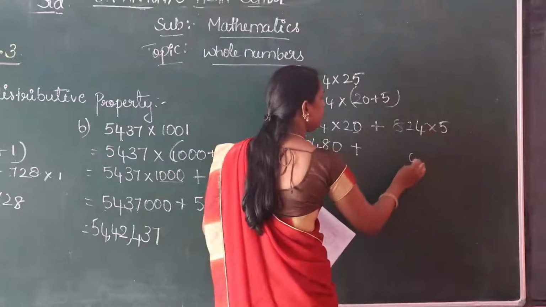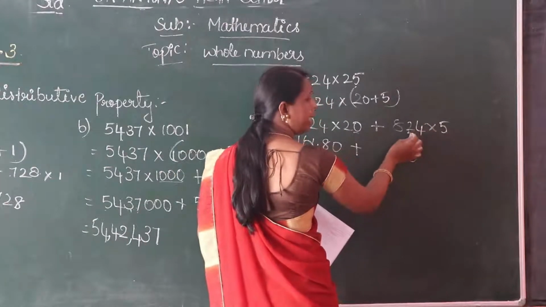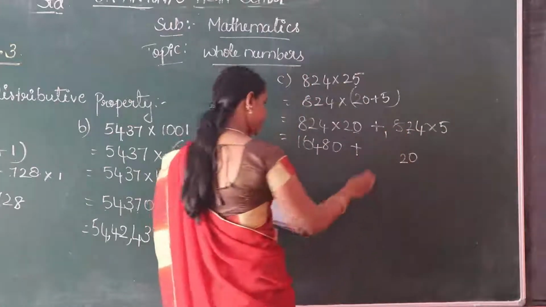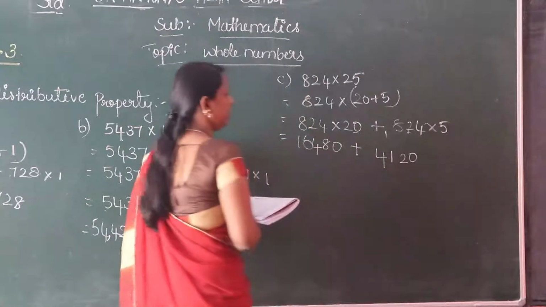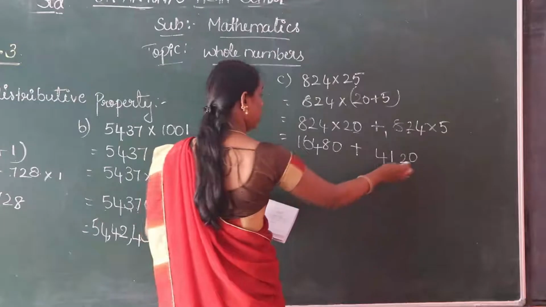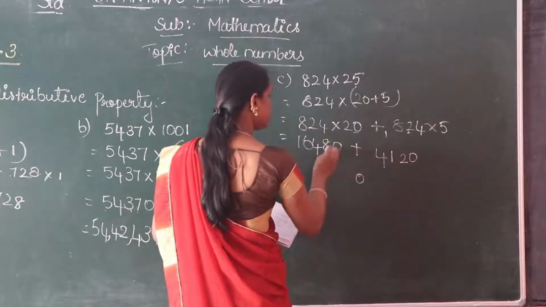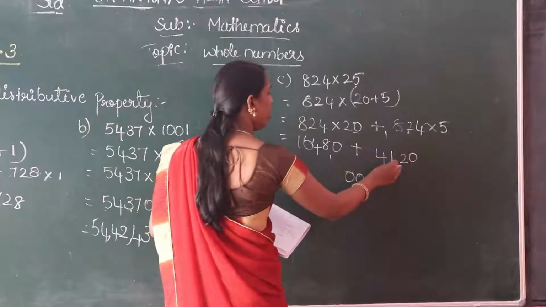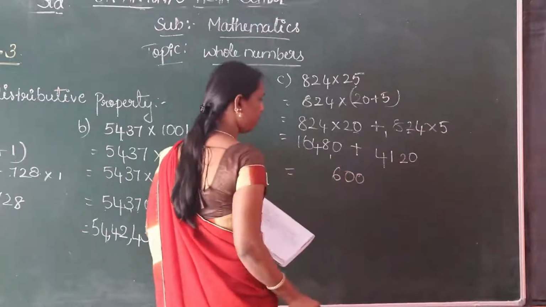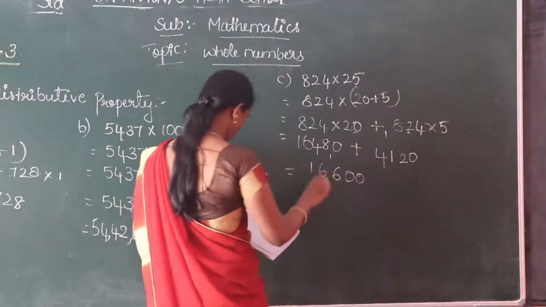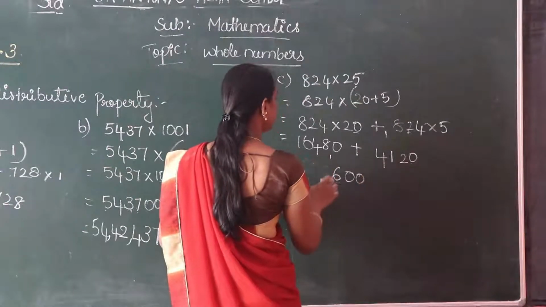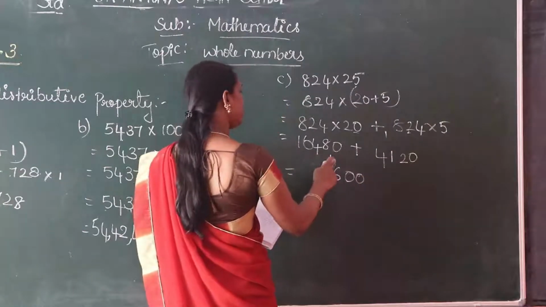Then that one: 5 4s are 20, 2 carry. 5 2s are 10, 10 plus 2, 12. Again 1 carry. 5 8s are 40, 40 plus 1 you get 41. That is 4,120. Add this one, you get the number: 0 plus 0, 0; 2 plus 8, 10, 1 carry; 1 plus 4, 5; 5 plus 1, 6.